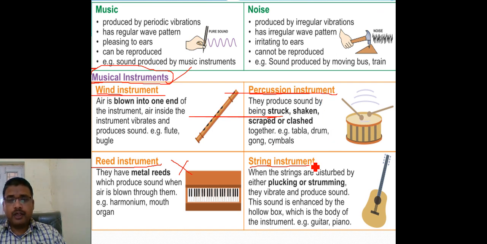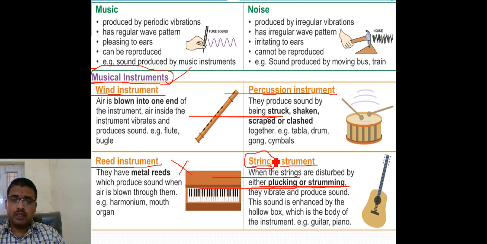And if it is a kind of string, and that string is either plucked or strummed, then the sound which is produced by plucking or strumming the instrument is called a string instrument. Here the string should be there.